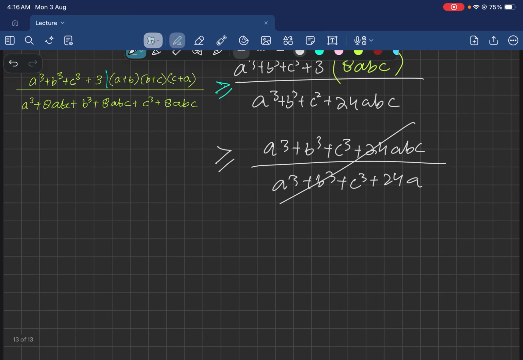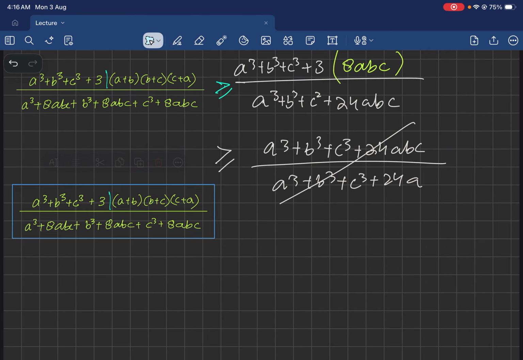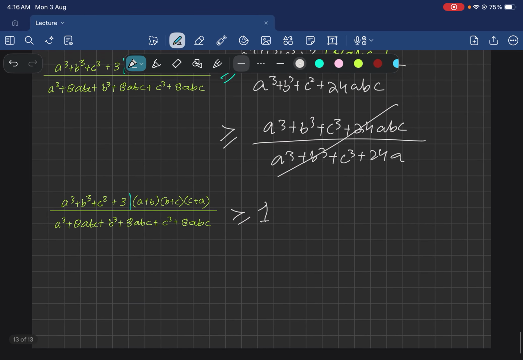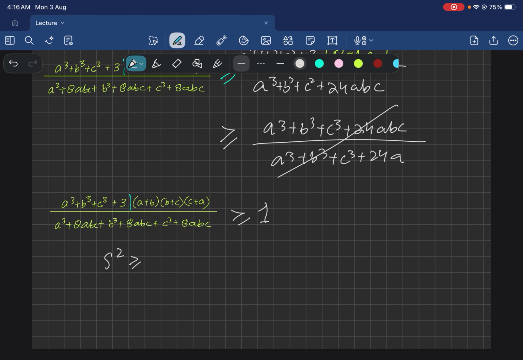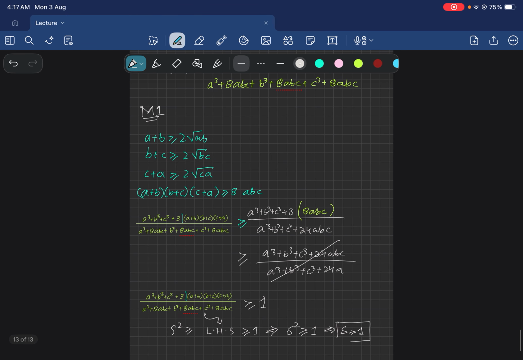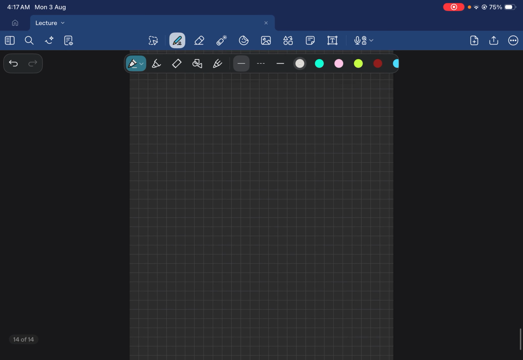And we will get that this whole thing on left hand side will be greater than 1. Since we do know that s square is greater than this whole left hand side thing, and left hand side is greater than 1, then s square is definitely greater than 1. If s square is greater than 1, then s is definitely going to be greater than 1 if you take square root on both sides. So this is the method 1 approach, which I like a lot.